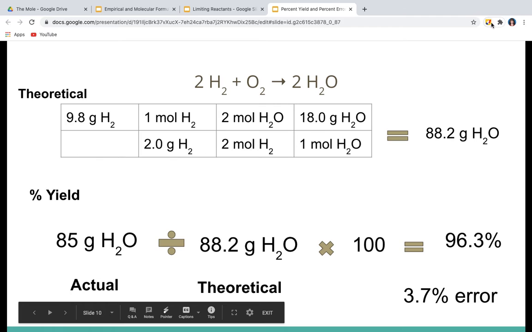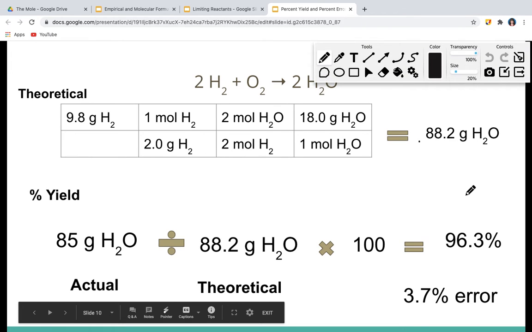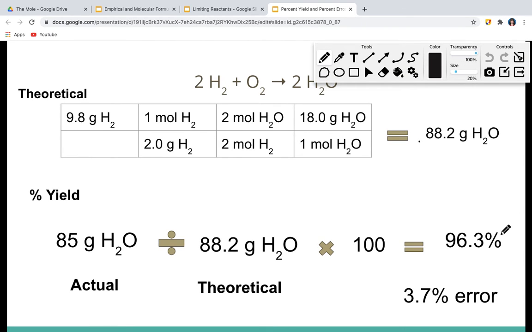Now, just in terms of how you can label things, I am okay with you putting percent capital Y for percent yield, and you can put percent capital E for percent error, and I will know what that means. Once again, I want you to be as efficient as possible and make things as understandable as possible for me.